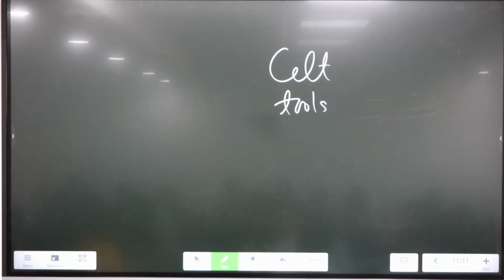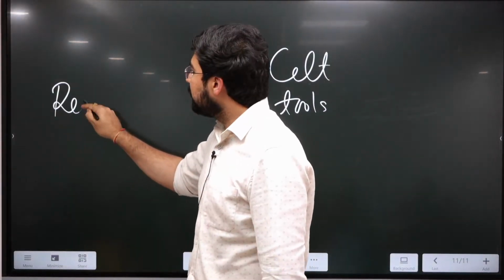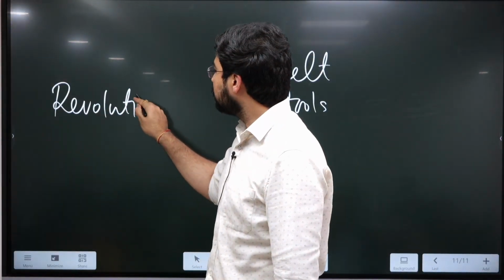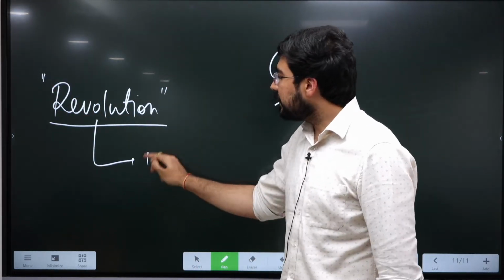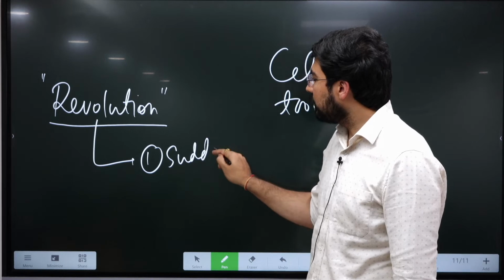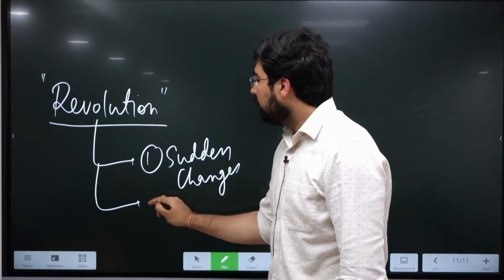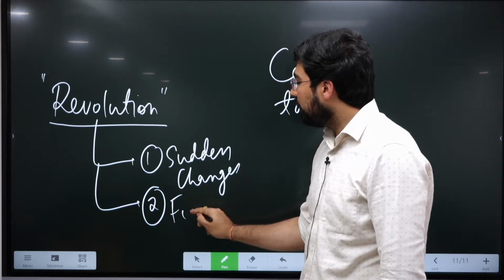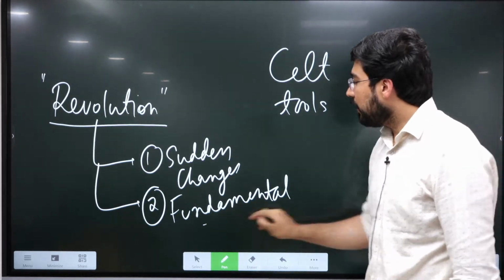Next, there is always a debate whether there was an evolution or a revolution. What is the meaning of revolution specifically? First of all, there should be sudden changes. And these changes should be fundamental in nature.